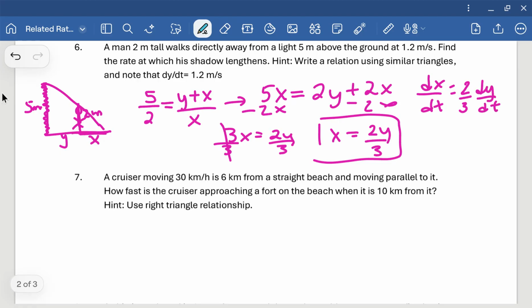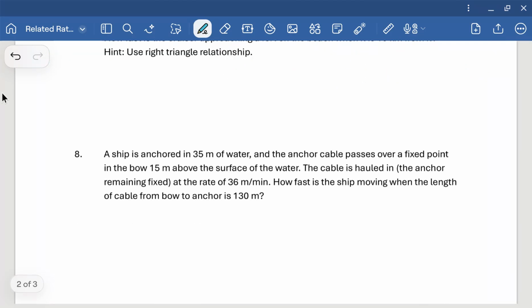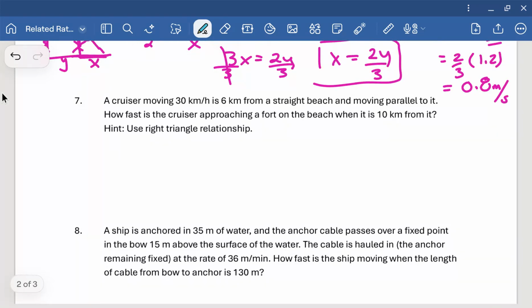So we've done quite a bit of work here. Now we can just plug in your dy over dt, which is 1.2 meters per second. So we'll have 2 over 3 times 1.2, right, because your dy over dt equals 1.2. Plug that all into your calculator and you'll get the value 0.8. And because it's just a value of x over t and x was in meters, it will be meters per second.